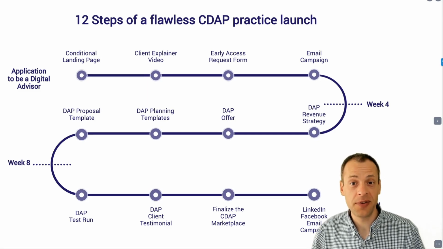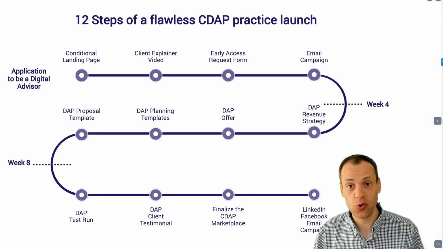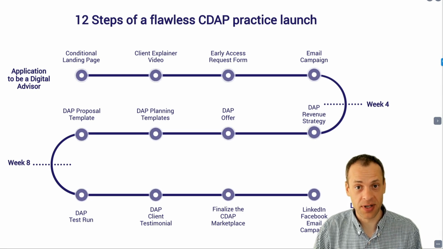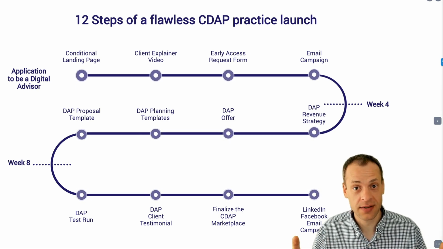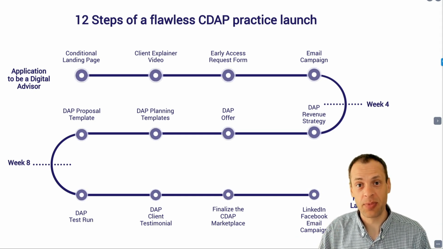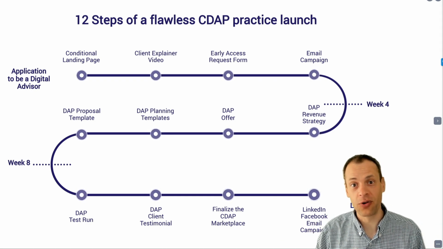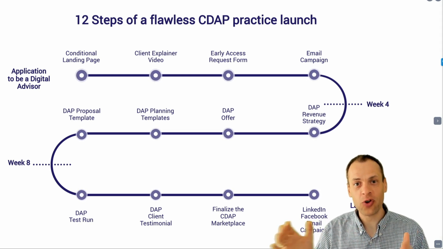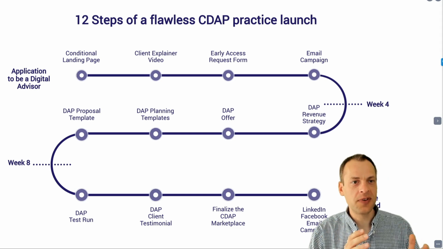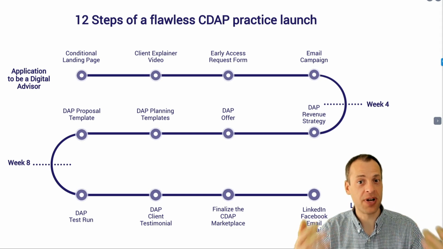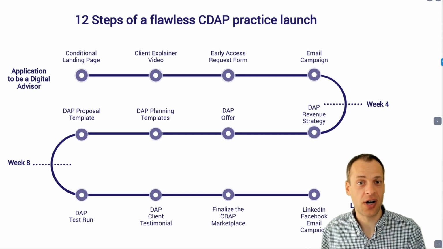Hello, the biggest mistake most CDAP advisors make after applying to become a CDAP advisor is waiting and doing nothing. Then, when they get the approval, all of a sudden there is a lot to do immediately, and they are losing a huge window of opportunity to use these 6 to 8 weeks of the application process to actually be prepared and launch out of the gate.